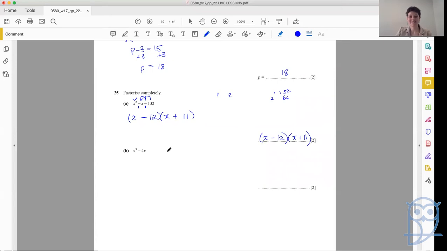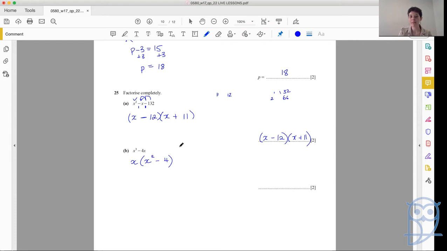The next one, x cubed minus 4x. Well, we don't have a way that we do our x cubed. So we're looking now just at straightforward normal factorization. We're looking for something common and we're taking it out. Well, there's an x in both. So let's get rid of it. x squared is left from x cubed, and minus 4.